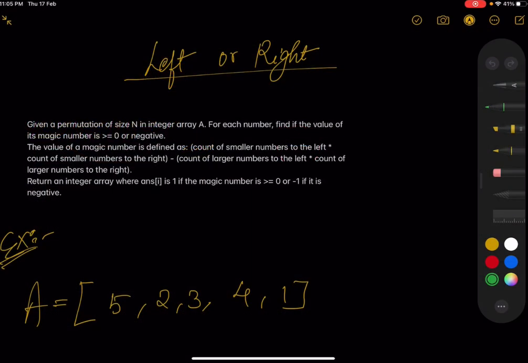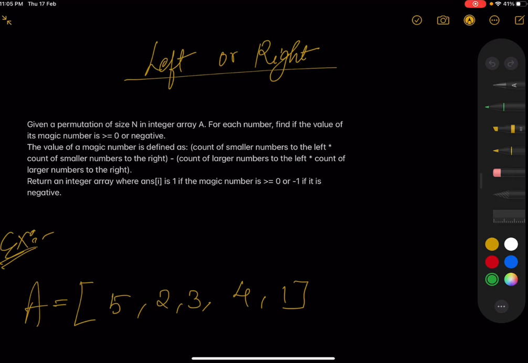Hi everyone, so today in this video I will be discussing the problem Left or Right. The problem says that given a permutation of size n and an integer array a, for each number find if the value of its magic number is greater than or equal to 0 or negative.